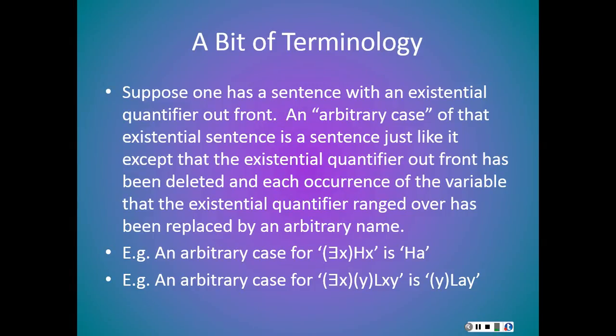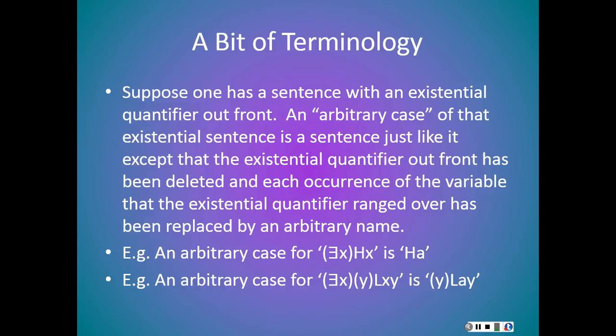Maybe there's only one such individual, maybe there's more than one, but pick one such individual and call it A. Pick it at random and call it A. Well, that individual is one of the individuals that loves everyone. That is, that individual A is one of the individuals that is such that for any y, A loves y. Okay, so these are some examples of arbitrary cases of sentences with existential quantifiers out front.